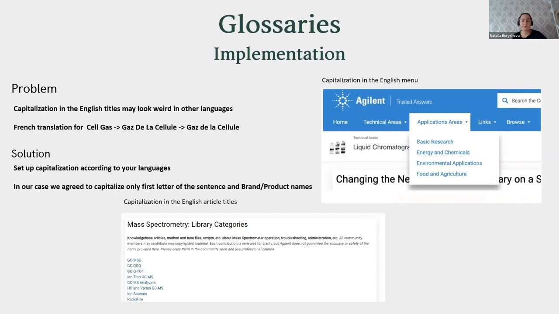It actually happens when you have situations like this. For example, you have an English menu where you have all the words capitalized, or for example, you have capitalization in English articles. So for us, in our case, we agreed to capitalize only the first letter of the sentence and brand or product names.